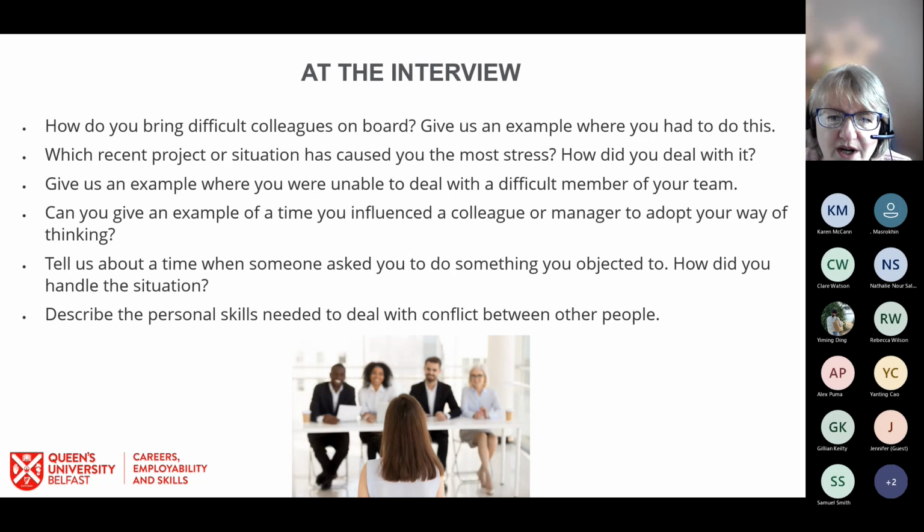Give us an example where you were unable to deal with a difficult member of your team. Can you give an example of a time you influenced a colleague or manager to adopt your way of thinking? Tell us about a time when someone asked you to do something you objected to. How did you handle the situation? That could be assertive communication. It could also be about your values, but most of it's going to be about how did you deal with it. Describe the personal skills needed to deal with conflict between other people.